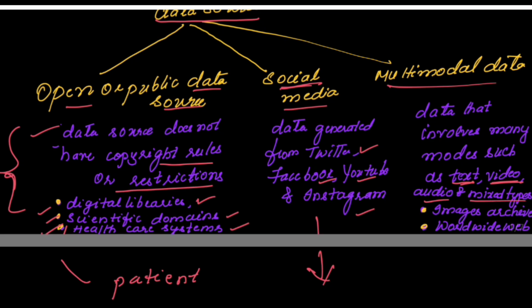From where do you get this kind of data? We have image archives. These contain large image databases along with numeric and text data. And the other one is the World Wide Web. World Wide Web has a huge amount of data and it is distributed on the internet. We say these data are heterogeneous in nature.